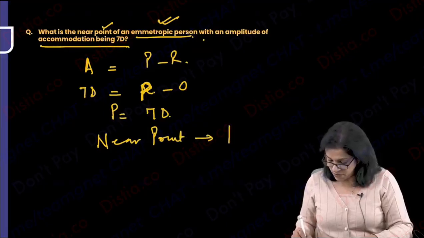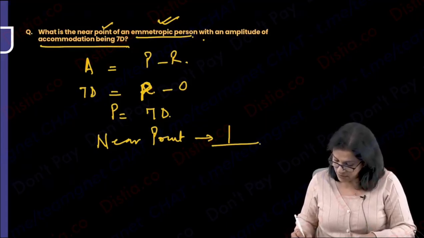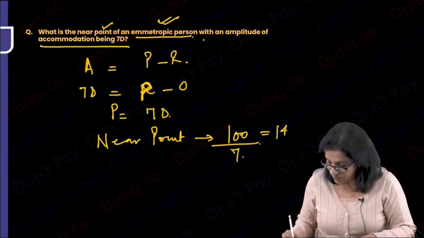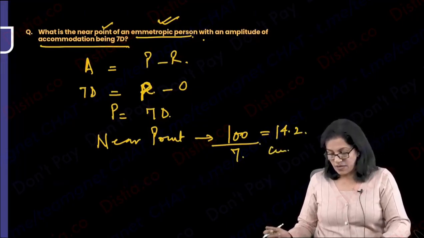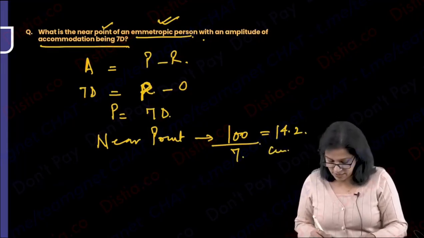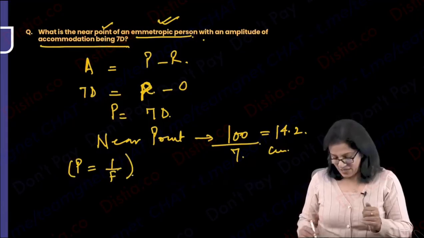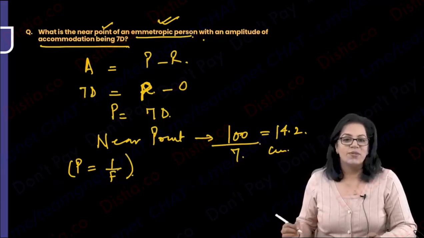So near point will become, what is it? Inverse of focal length in meters, na? This is what it is. So here it will be your 100. So inverse of focal length in meters, power is equal to, so this becomes 100 upon 7. Right? That is equal to 14.2 centimeters. Right? So this is the way we are going to solve, because power is equal to inverse of focal length in meters. This is what it is. So this is what you will do in meters, right? So this is how we will solve our questions.